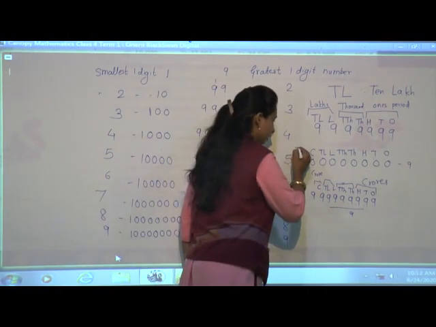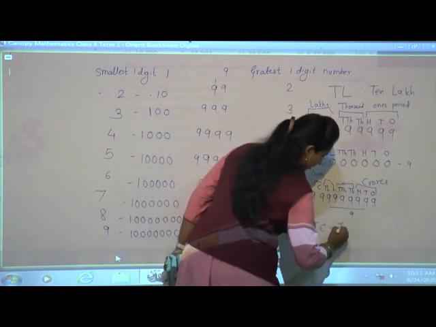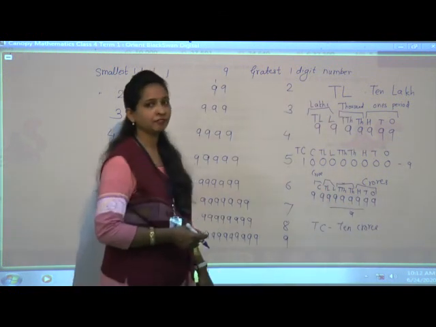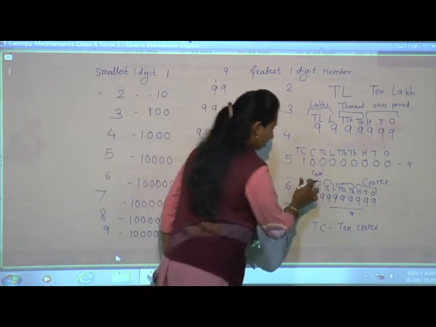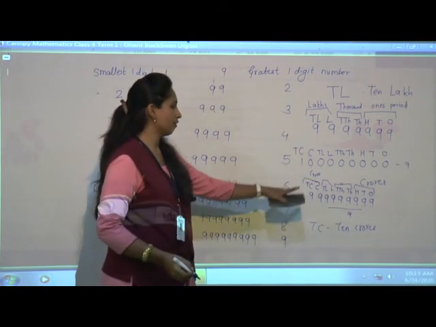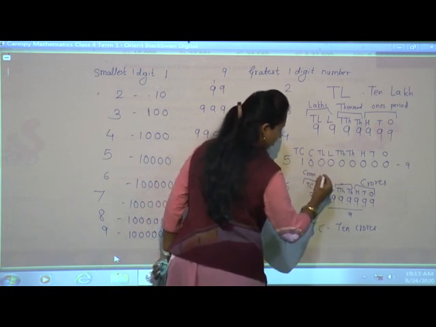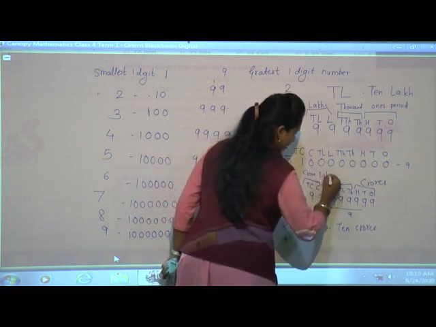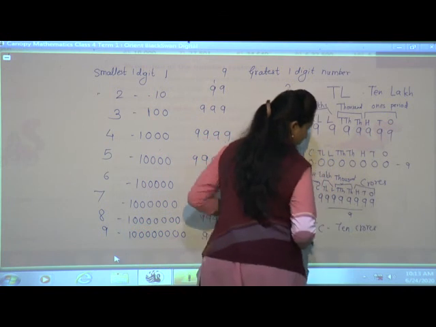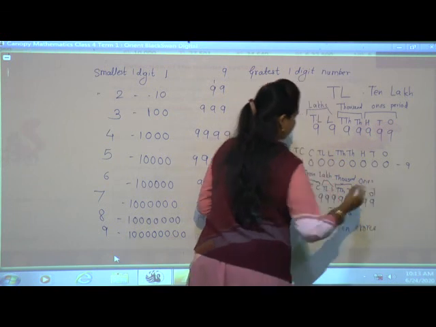Now what is the next? 10 crore. We have to represent it as TC. TC means 10 crores. Are you getting it? Here in the same way, here 9 represents 10 crore and these 2 digits will come in crore period. I'll write properly. This is crore, this is lakhs period, this is thousand period and these 3 digits are ones period.